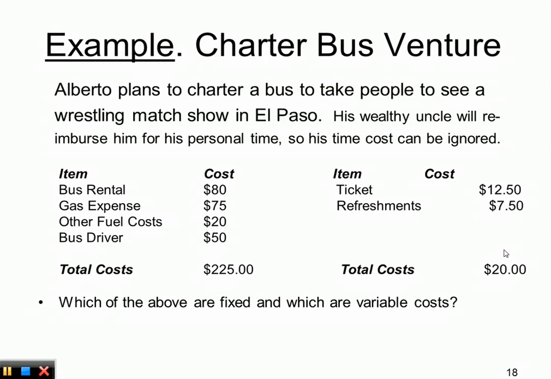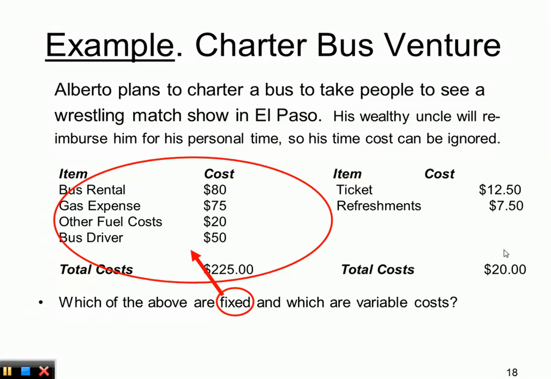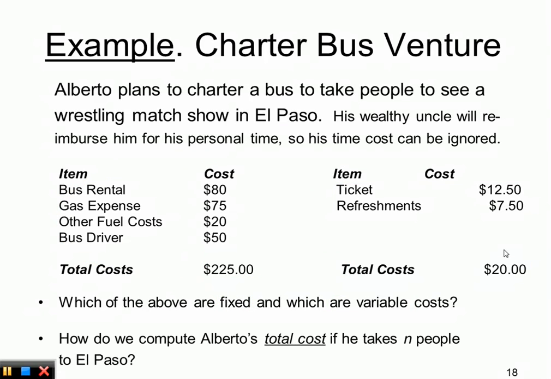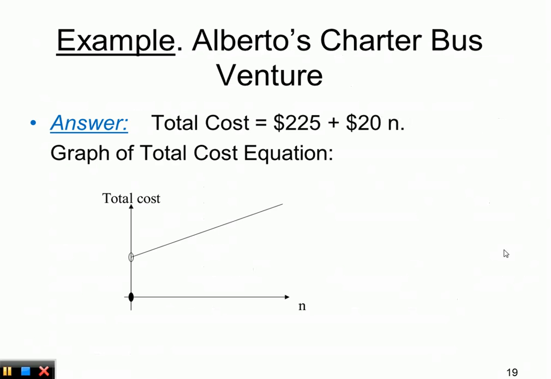Yes, of course, the costs on the left are the fixed costs, and the costs on the right are the variable costs. Great. So how do we compute Alberto's total cost if he takes n people to El Paso? What would be the equation? Of course, it's 225 plus 20 times n. So this is our total cost for Alberto.